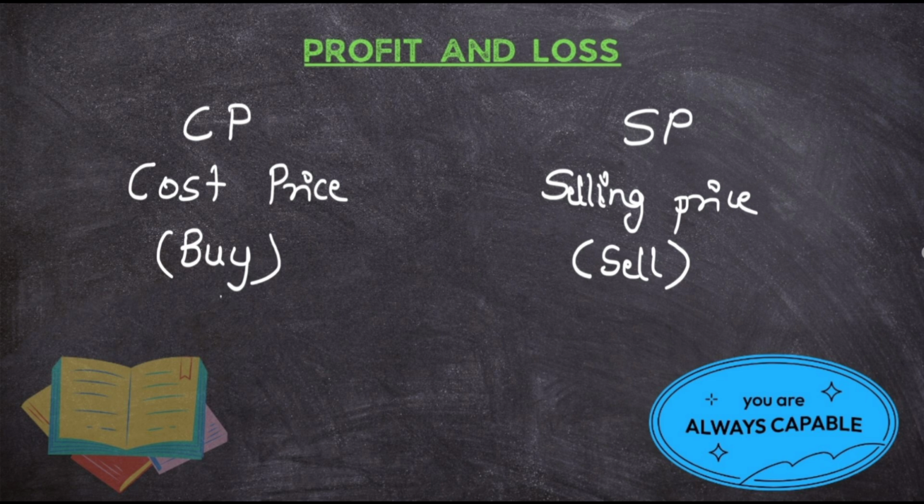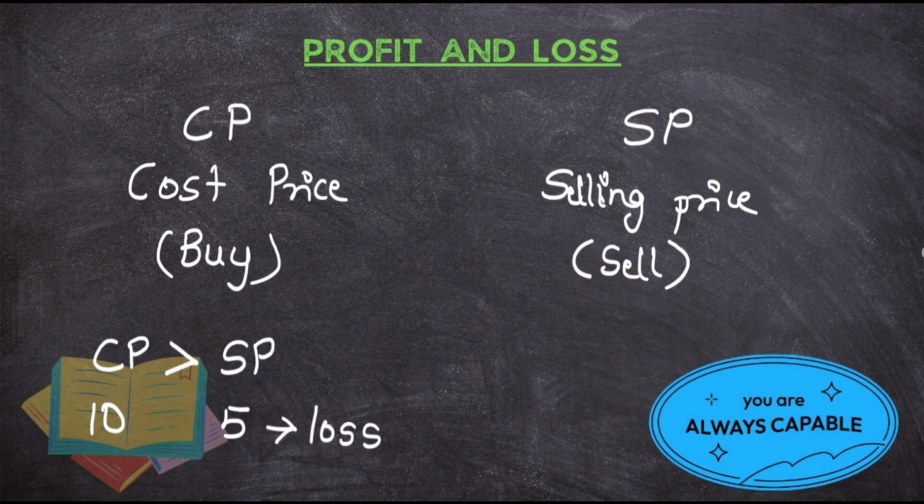When there is a difference between the buying price, that is the cost price, and the selling price, it leads to profit and loss. Now there will be two scenarios. First scenario: the cost price CP is more than SP. That is, somebody is buying something at, let's say, 10 rupees and selling it at 5 rupees. So what do you observe? He is buying at a big price and selling at the lower price. When this happens, it is a loss.